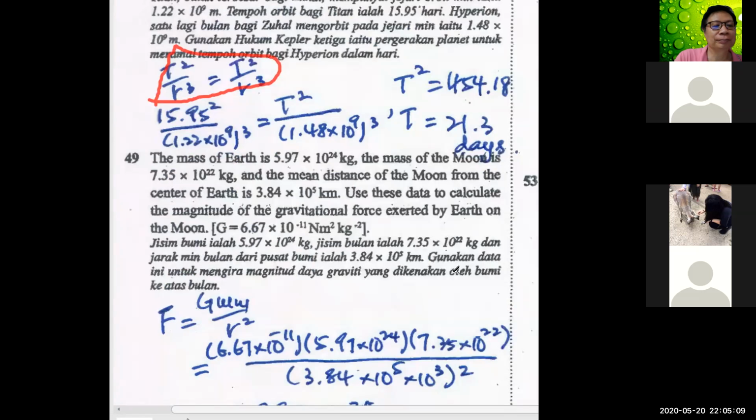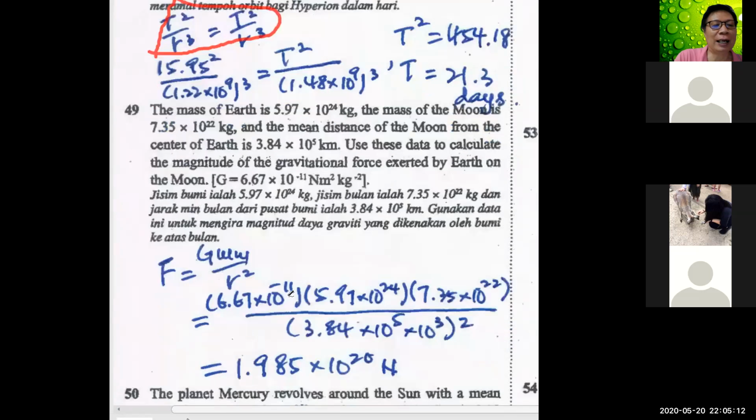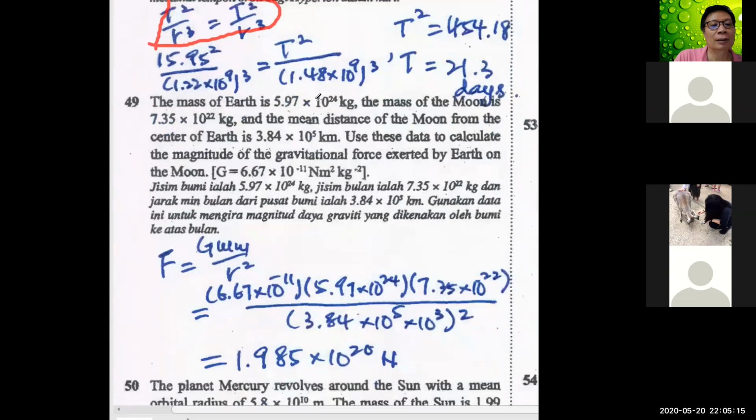Okay, 49. You just use the formula to find the force lah. Mass of moon is this. The mean distance of moon from the center of Earth is this. Use this data to calculate the magnitude of gravitational force. The moment you see gravitational force, straight away use this formula. Okay? So the rest all blah blah blah. You put it, do it carefully. Here, especially the one given in kilometer, you must multiply by 1,000. Change to meter. Understand? Then finally you get this answer.